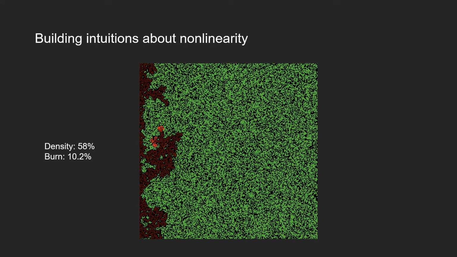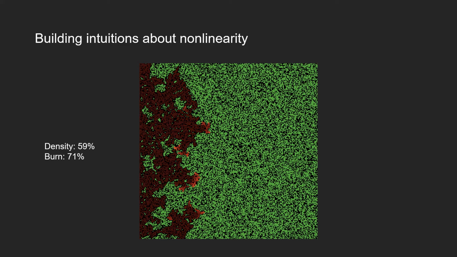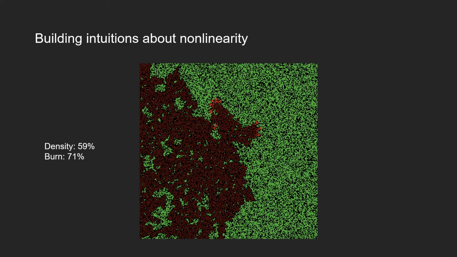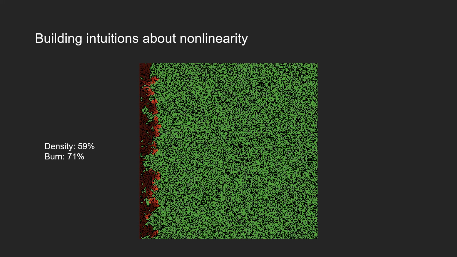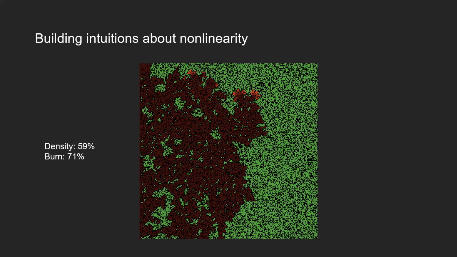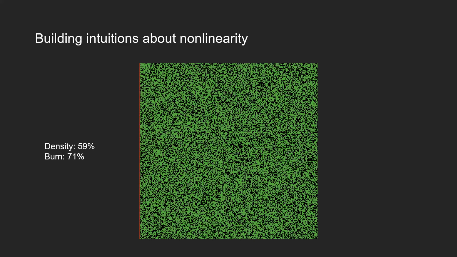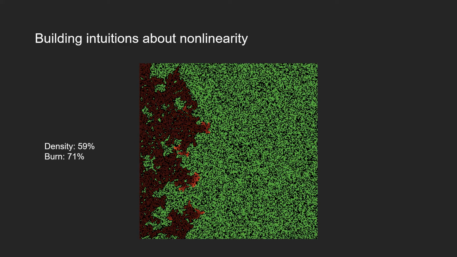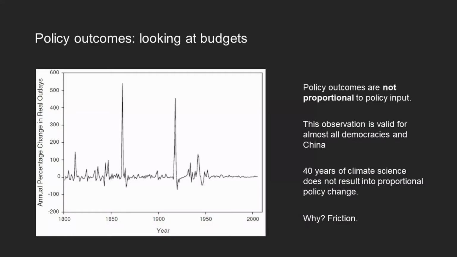What I want you to understand is that you can have very slight changes in the density, in one certain value, and you can have drastic changes in the effects. You move from 58 to 59% of density in this toy model, and you end up with a completely different outcome. Which means that for policy processes, you can sometimes have very small changes that lead to drastic effects, or huge changes, such as 40 years of climate science, and very small outcomes. That's an intuition we need to develop to understand those complex systems.